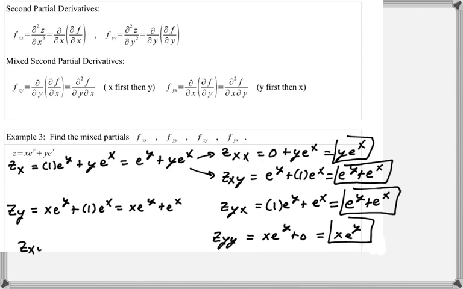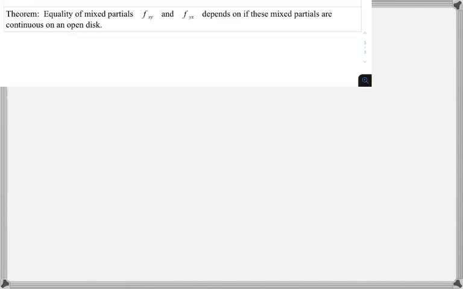Okay. So we can observe that our mixed partials are equal to each other, okay? And there is a theorem about mixed partials. And so the theorem states that the equality of mixed partials, f of xy and f of yx, depends on if the mixed partials are continuous on an open disk, okay?